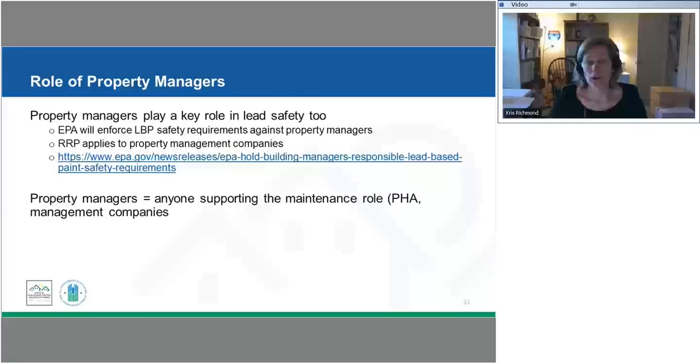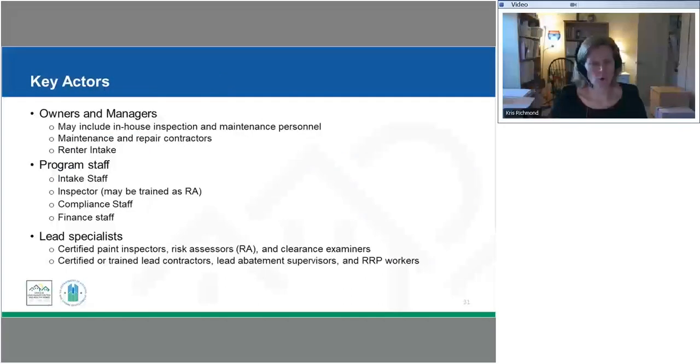We talked about a lot of different roles and what the different roles could be played. We have our program staff. We have our lead specialists as well. And so our lead specialists are usually hired out. You can have your risk assessors, your paint inspectors, clearance examiners, and then for any work that needs to be done, whether it's abatement or interim controls, we would have our lead abatement supervisors, our RRP workers, certified or trained lead contractors.